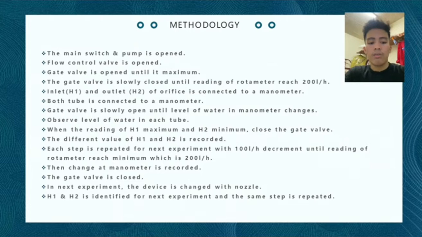Then the gate valve is closed. The device is changed to a nozzle for the next experiment. Then identify the H1 and H2 for the next device and repeat the steps for the next experiment.